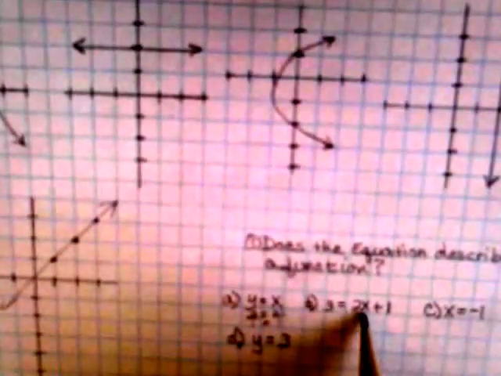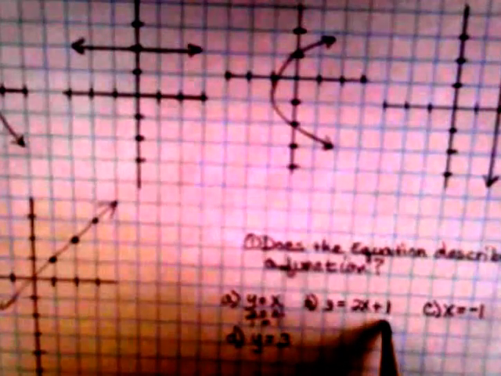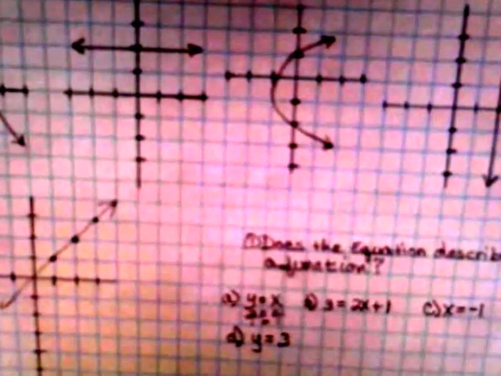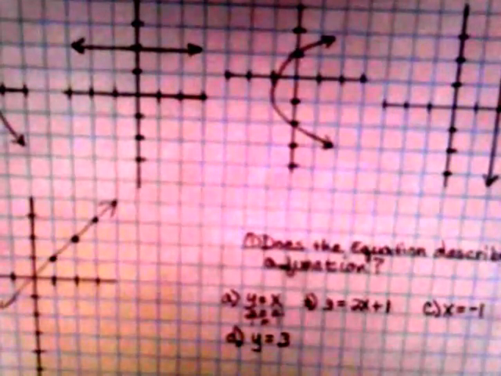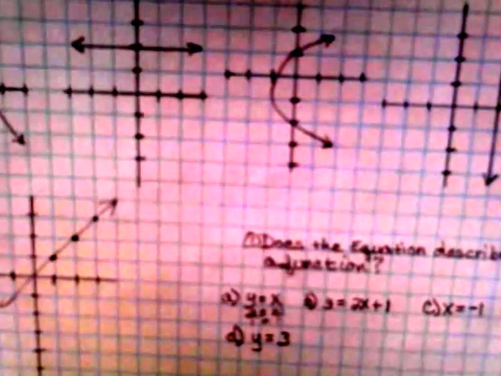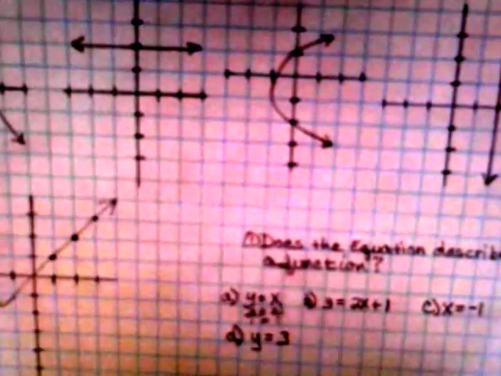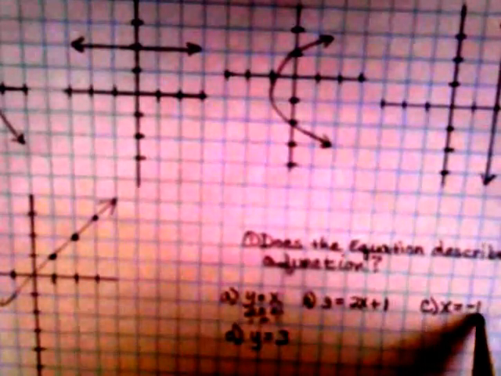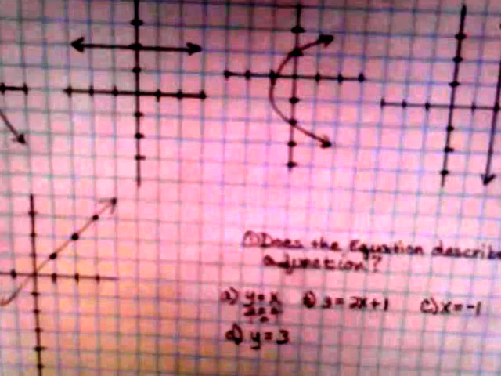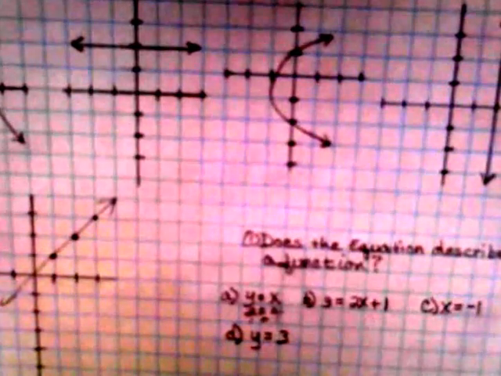If you have y is equal to 2x plus 1, we can recognize that as a linear equation, and we can say, yes, it's going to be a function because it's a regular old linear equation. Then when we look at x is equal to negative 1, we say, oops, it's not going to be a function because x is equal to negative 1. We know we're going to get that vertical line graph, so no, it won't be.